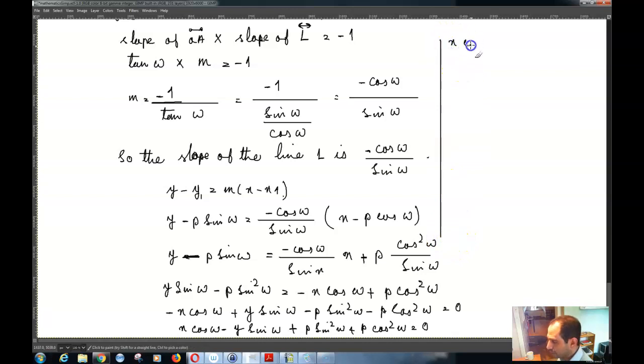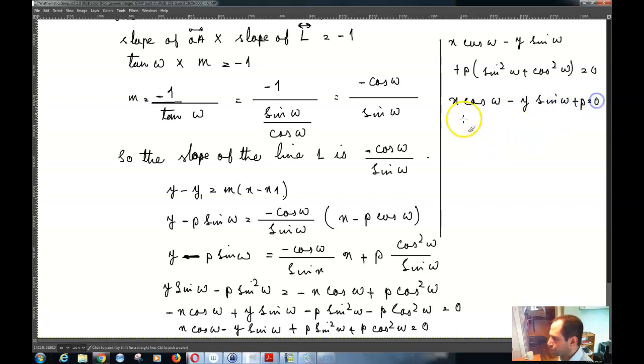And so x times cos omega minus y times sine omega plus p times sine squared omega plus cos squared omega is equal to 0. So this is equal to 1. That means that x cos omega minus y times sine omega plus p is equal to 0. Or you can say that x cos omega minus y times sine omega is equal to negative p. Let me see in which way they have written this equation.